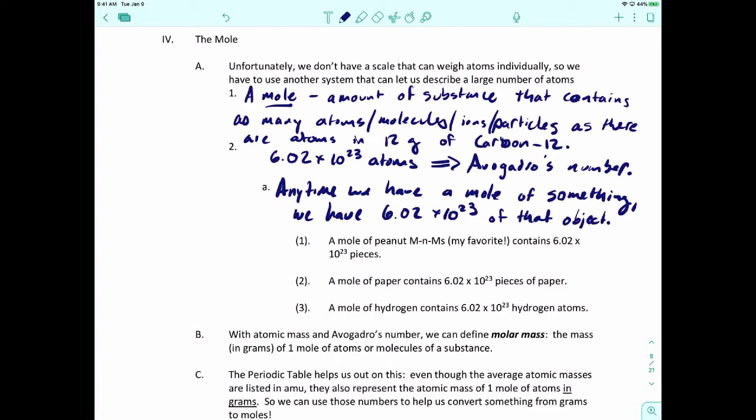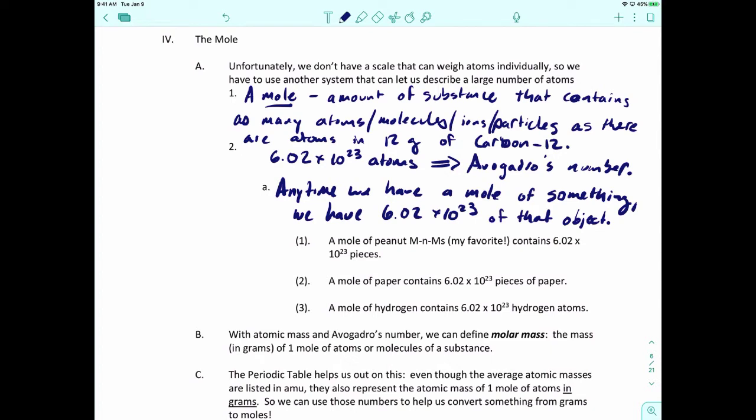Okay, so let me give you an example. One of my favorite candies is peanut M&Ms. So if I wanted a mole of peanut M&Ms, I'd have 6.02 times 10 to the 23rd pieces. If I had a mole of paper, that would contain 6.02 times 10 to the 23rd sheets of paper. And if I had a mole of hydrogen atoms, that would be 6.02 times 10 to the 23rd hydrogen atoms. So we could be talking about M&M pieces, atoms, sheets of paper, whatever you want to talk about.